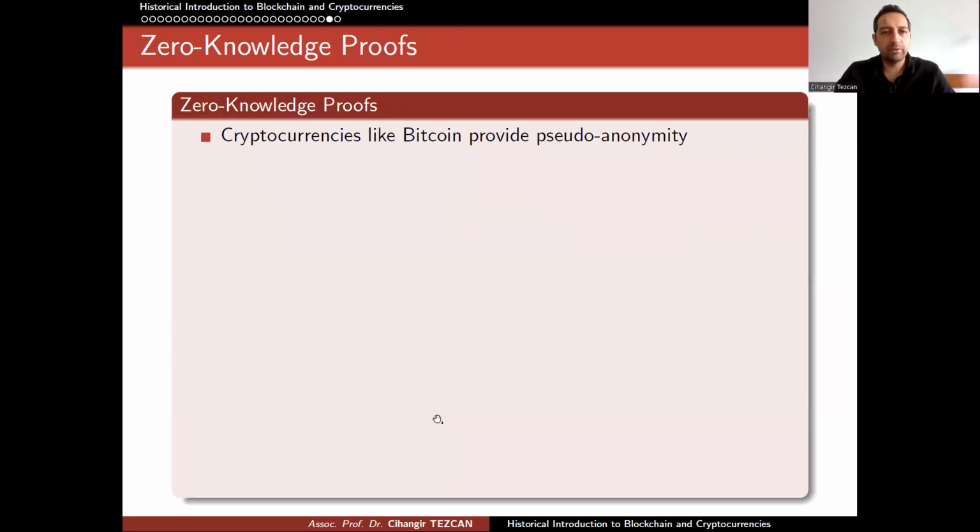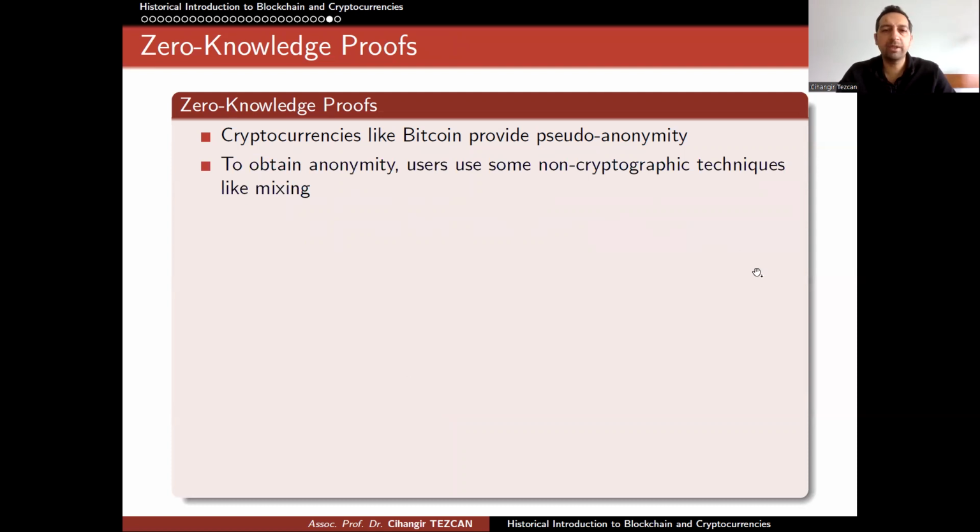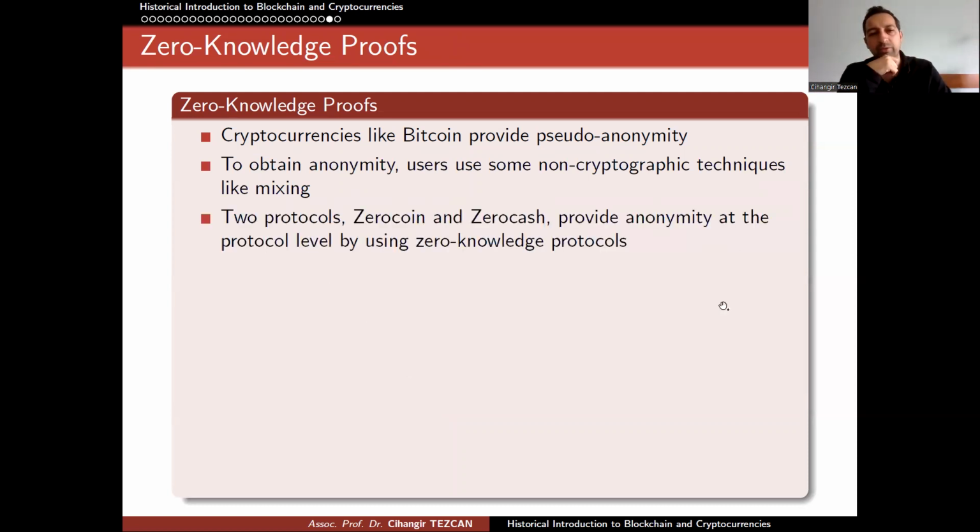So there are also zero knowledge proofs. I will briefly mention what they are. Cryptocurrencies like Bitcoin provide pseudo-anonymity. To obtain anonymity, users use some non-cryptographic techniques like mixing. So instead of sending your Bitcoins to a person, you get together with many people, and in a single transaction, you transfer money to that many people again. And this way, it is hard to follow whose money went to whom and so on.